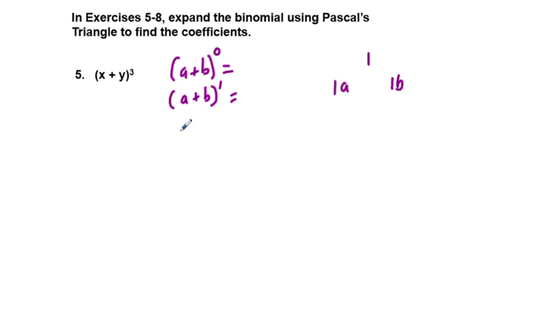If we have quantity A plus B squared, we're going to get 1, and the 1 will continue over here. So we're going to have 1A squared, then 1 plus 1 is 2, so we have 2AB, plus 1B squared.